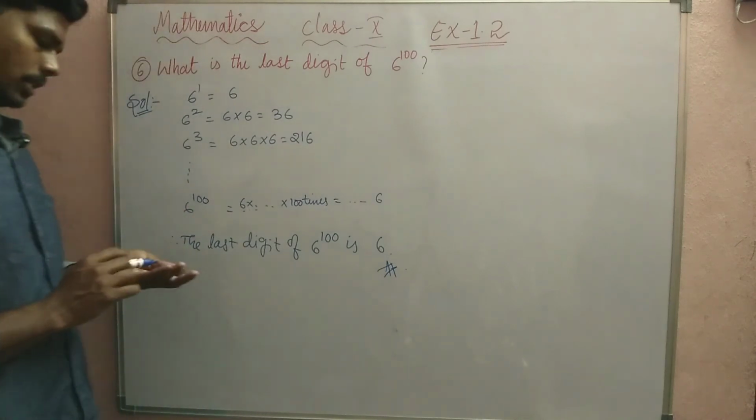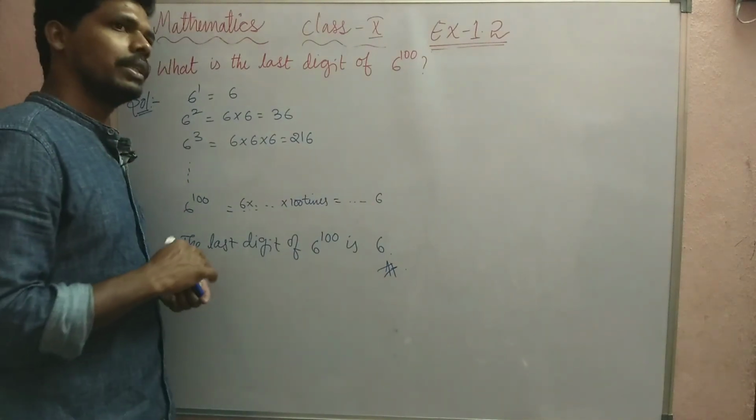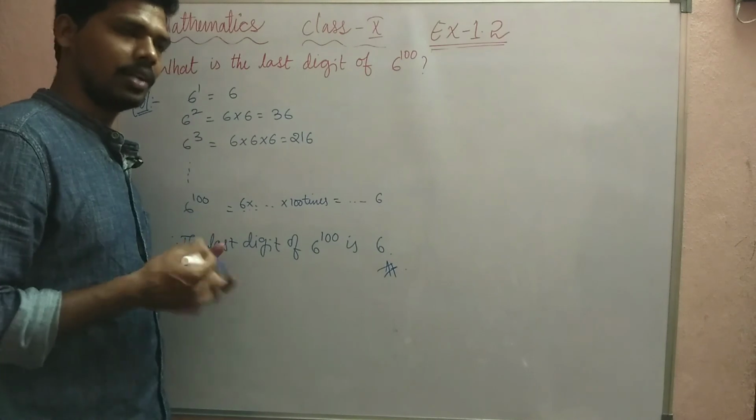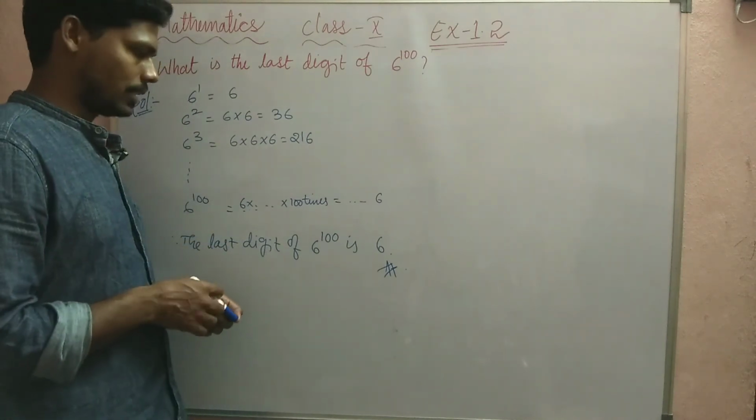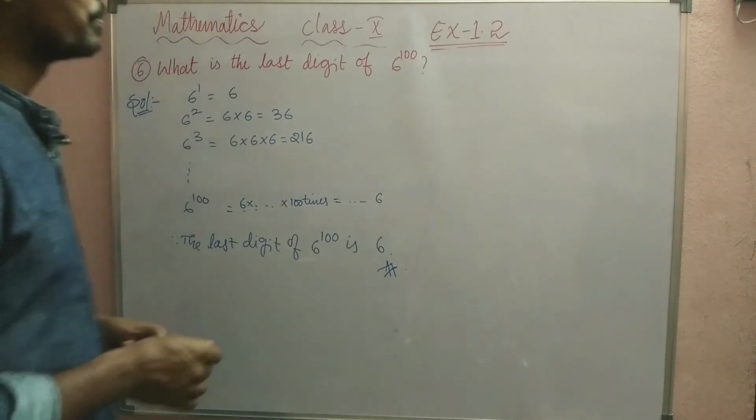Make a note. Here you need to remember that 6 to the power of any number always has 6 as its end digit. That's the answer. Make a note.